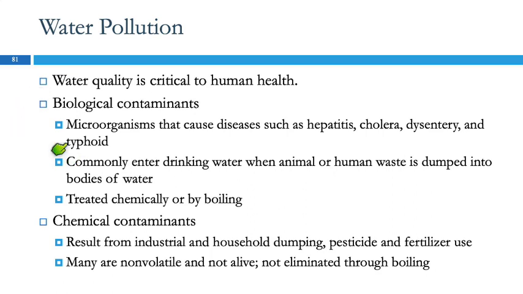Biological contaminants are going to be microorganisms, and these can make you really, really sick. E. coli, all kinds of bad stuff. Typically, this enters the water when animal or human waste is dumped into bodies of water. But this can be treated either chemically using something like bleach or iodine, or by boiling it. You can kill those organisms. Sometimes when strawberries or lettuce get recalled, it's because the water that was used in that field got contaminated by cow poop from the cows that live up the hill. And then if you don't wash it, you can get really, really sick.